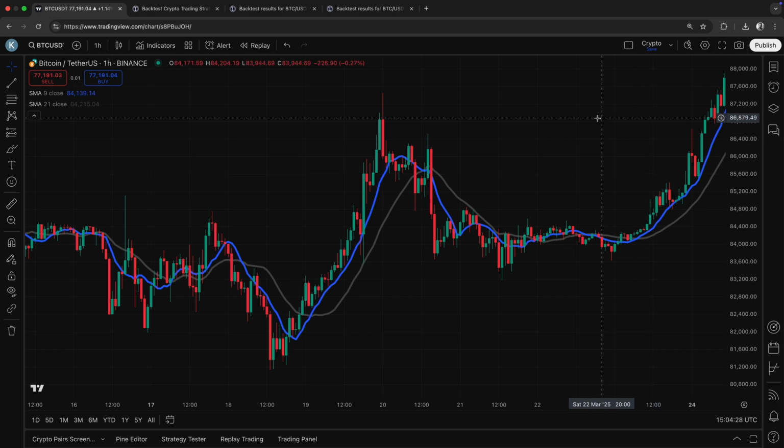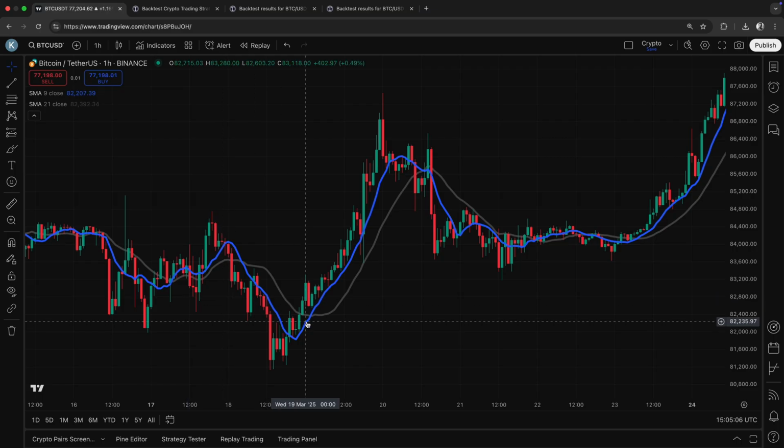Moving average crossover is a simple yet powerful trading strategy widely used by traders across all markets, from crypto to stocks. This strategy uses two moving averages with different lengths, one short and one long. The shorter moving average, which I have on my chart in blue, is usually a 9 period and calculates the average price over the last 9 candles, so it reacts more quickly to recent price changes. The longer moving average, shown in gray, is usually a 21 period and calculates the average over the last 21 candles, so it moves more slowly and reflects the broader trend.